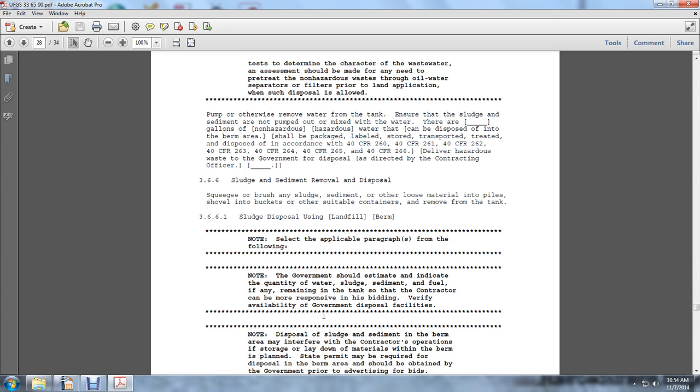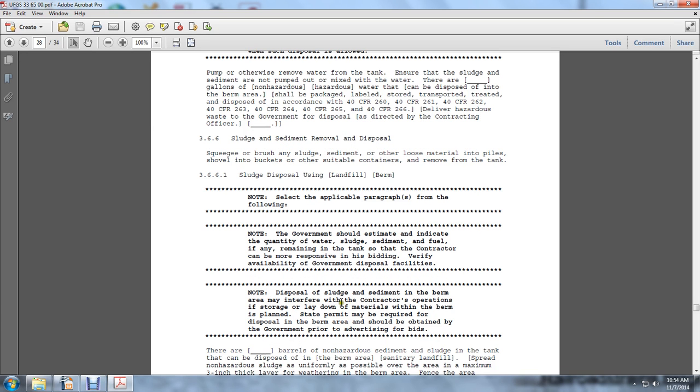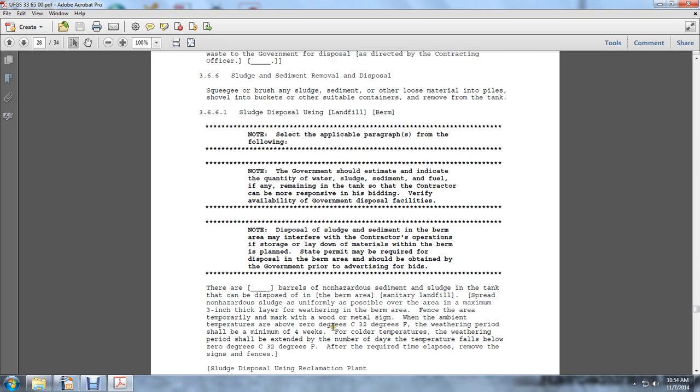The government shall estimate and indicate the quantity of water, sludge, and sediment fuel remaining in the tank, and the contractor shall be responsible in his bidding. Referring to the availability of a government disposal facility, disposal of the sludge sediment in the berm shall not interfere with the contracting operation and storage or laydown of the materials into the berm in plan of state permit. The required disposal berm shall be obtained by the government prior to the estimating and advertising of bids.